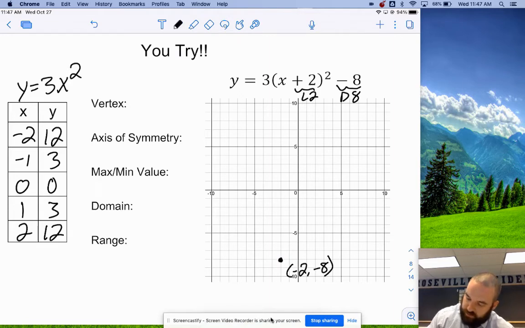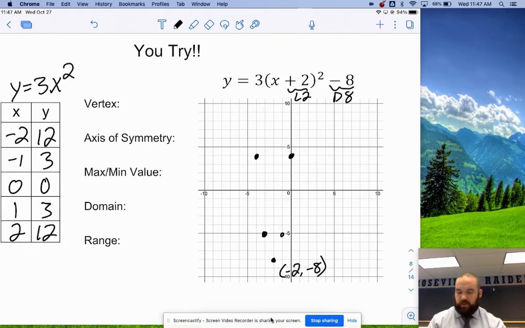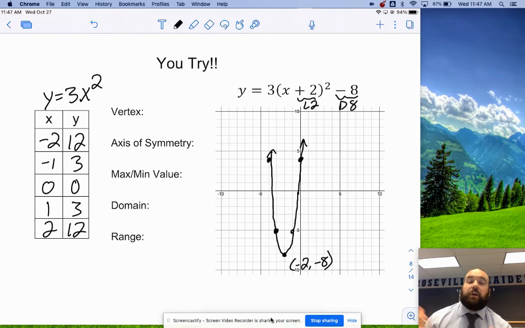Okay, so -2, 12. Oh boy. Be up here, I think. -1, 3 is right there. +1, +3, and +2, +12 is up there. Okay, so this is giving me my parabola using the vertex down. This is how I graph the equation in vertex form.